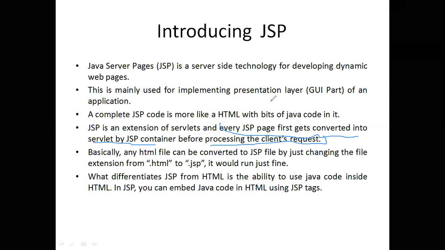Every servlet file will have an extension .java. Same way, here every JSP file will have an extension called .jsp. Okay. Then what is differentiating the JSP from the HTML? HTML, as we know, consists of simple tags, which are easily understood by your web browser. On the other hand, the JSP will also have a little bit of Java code inside the HTML. We will be able to embed the Java code in the HTML using these JSP tags.